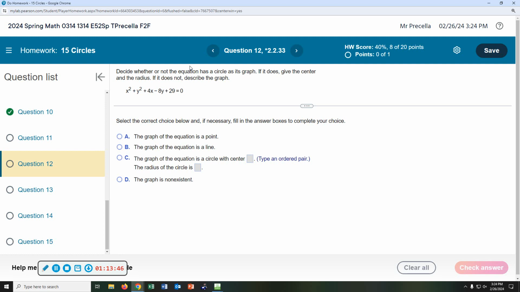Is that a plus 29? Mm-hmm. Equals 0. So even though there's all those instructions, you're still going to start it the same way: writing it in center radius form, using completing the square.